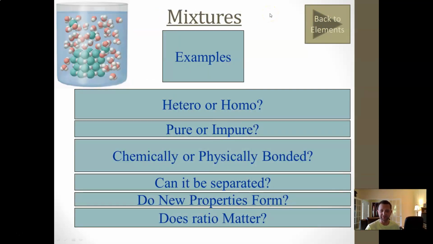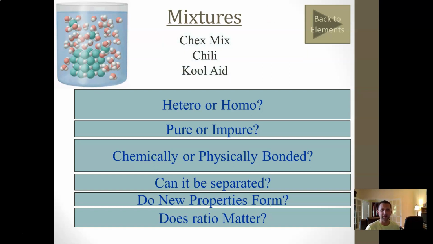Let's take a look at mixtures. Most things are mixtures. Okay, a lot of things are mixtures. So examples I have might make you hungry: Chex Mix, chili, and Kool-Aid. So I have 2 mixtures here that are basically solid components, and then Kool-Aid, before it's actually a solution, is a solid and a liquid, and you have some dissolving going on there, but you can see that these are examples of mixtures.